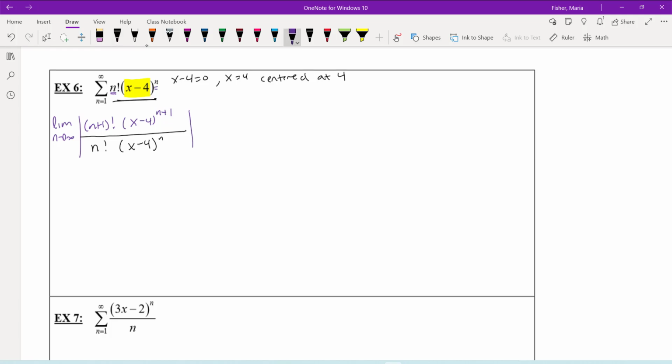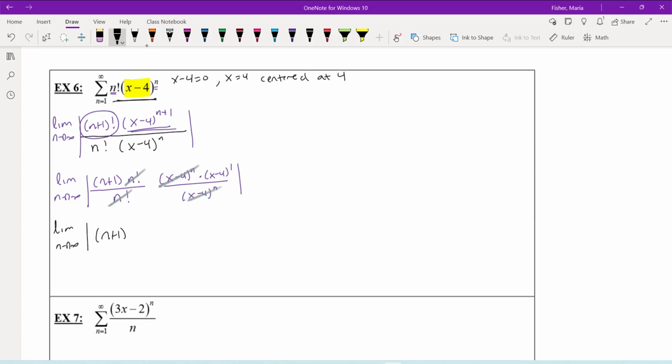Expand this. The limit as n goes to infinity: (n plus 1) factorial is the bigger one, so that becomes (n plus 1) times n factorial, and that's all over n factorial. And then over here, if I expand this, this is (x minus 4) to the n times (x minus 4) to the first, all over (x minus 4) to the n. What cancels? The n factorials cancel, the (x minus 4) to the n's cancel. What are you left with? The limit as n goes to infinity of the absolute value of just (n plus 1) times (x minus 4).